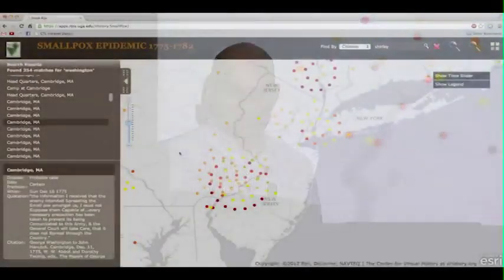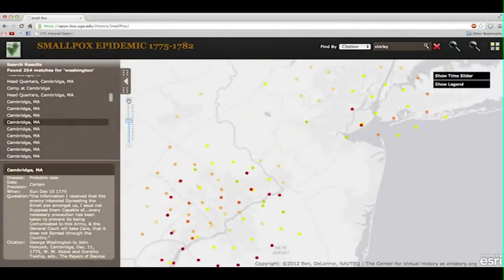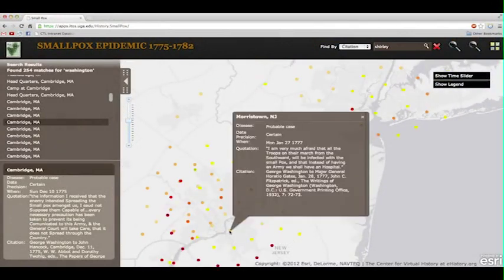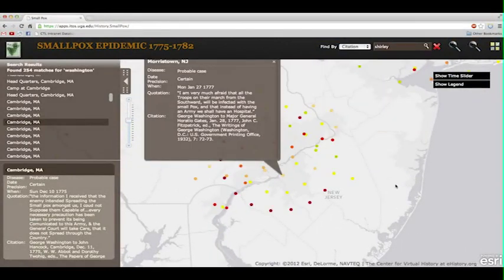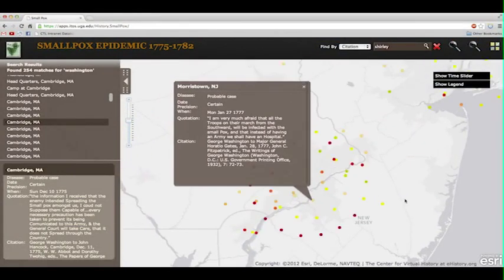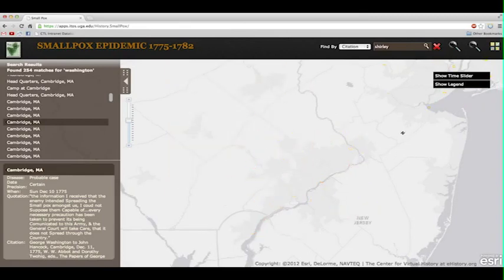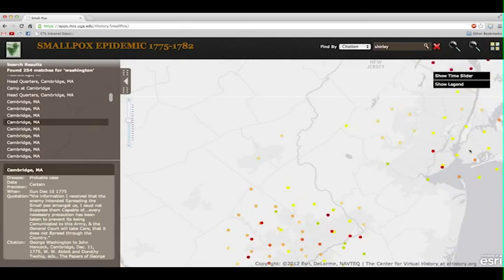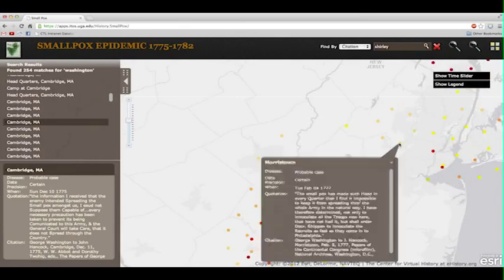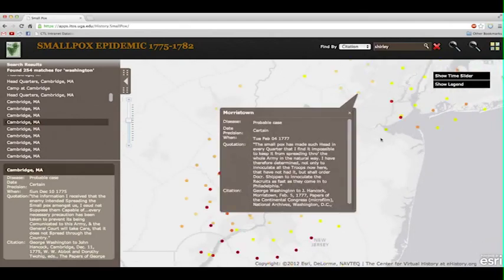And here's Washington expressing its sentiment, January 27th, 1777. He says, "I'm very much afraid that all the troops on their march from the southward will be infected with the smallpox, and that instead of having an army, we shall have a hospital." And so these fears, this is Morristown right here, lead Washington to make this very risky decision. This is on February 4th of 1777.